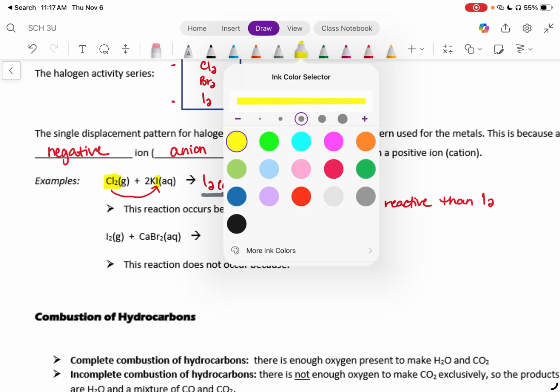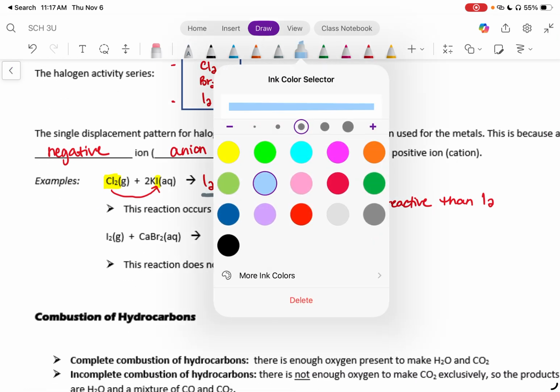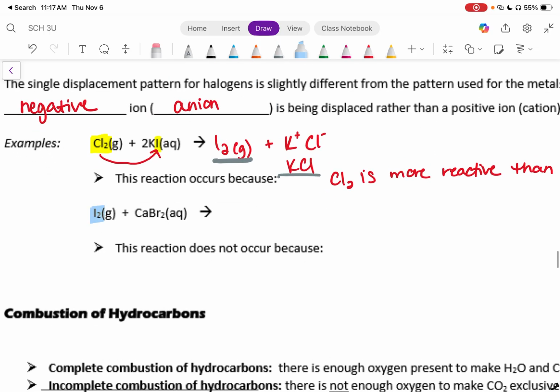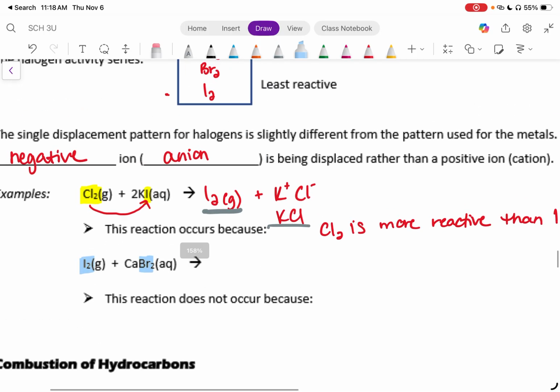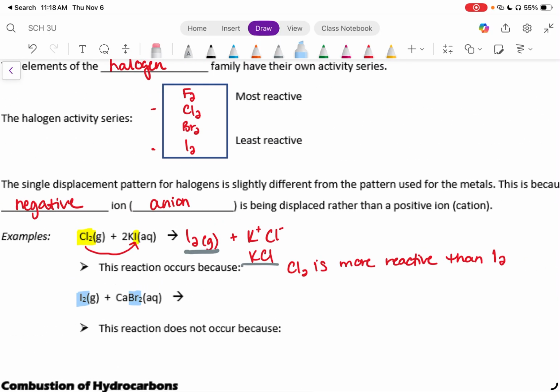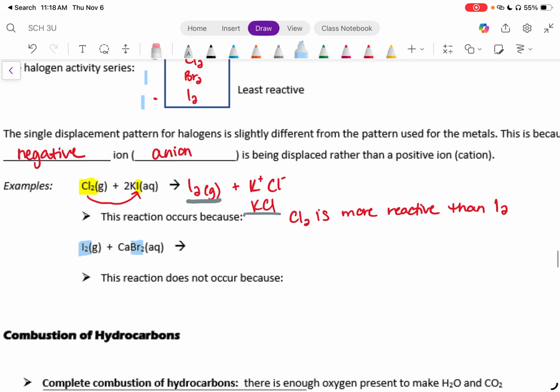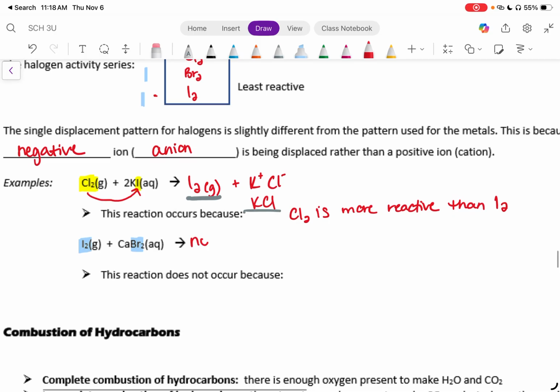Okay, now we'll check out the other one here. I have iodine and bromine. Well, iodine is less reactive than bromine. So will this reaction occur? No, it will not. So now I write no reaction. This reaction does not occur because iodine is less reactive than bromine.